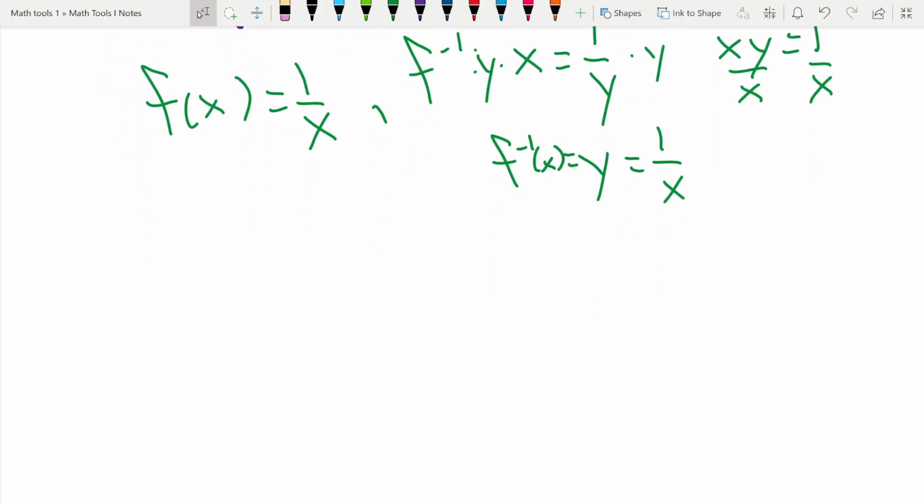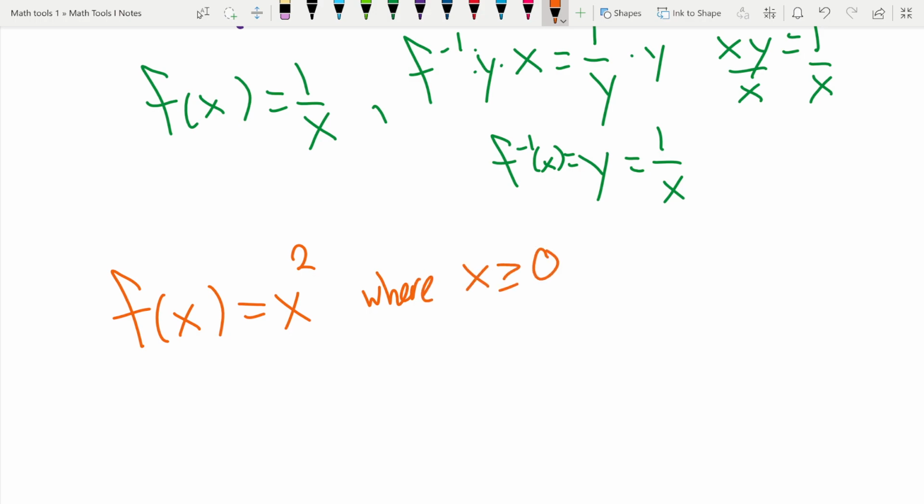Okay, showing an example now of the domain restriction that we talked about. If we have f of x equals x squared, where x is greater than or equal to 0, now we can define the inverse, right? Because this function is just this, right? It's only the right half, the positive half of that function, so we're good on the horizontal line test.